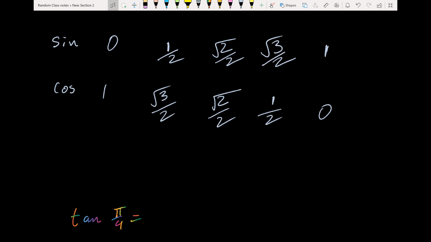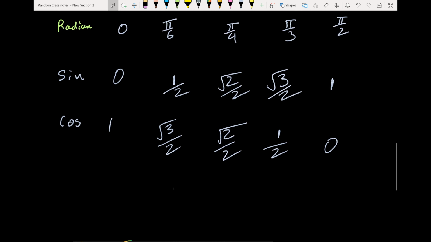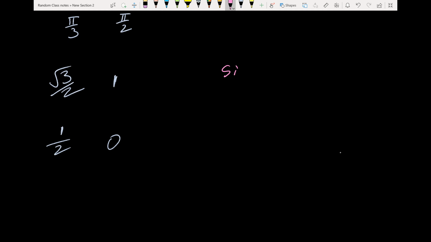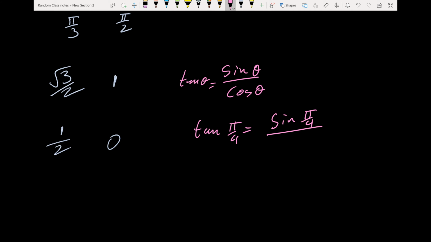Wait a minute. We don't have tangent over here, right, guys? Do we have tangent over here? No. And yes. You can make tangent out of this. How? Do you guys remember this? Tangent is what? Sine over cosine of theta, right? So if I give you tangent of pi over 4, what is this equal? Sine of pi over 4 over cosine of pi over 4. Right, guys? So tell me, what is it?